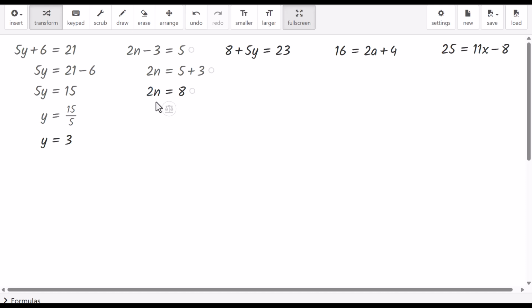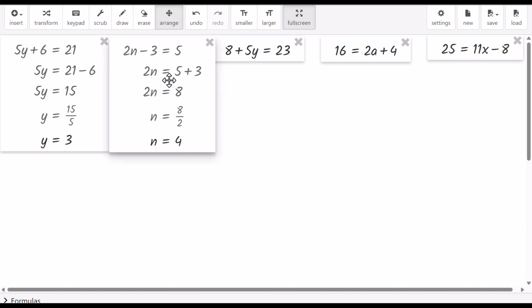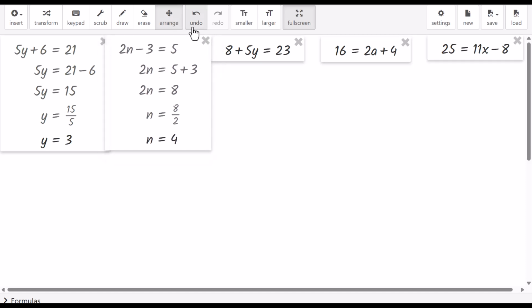Then 2 will now move over, divide. You see, it's now 8 divided by 2. So you have divided by 2. Now n is standing alone. Then divide it, you will see your final answer. That is n equals 4. You see, we are not doing anything strange. Very simple mathematics. Just follow the rules and you are okay.